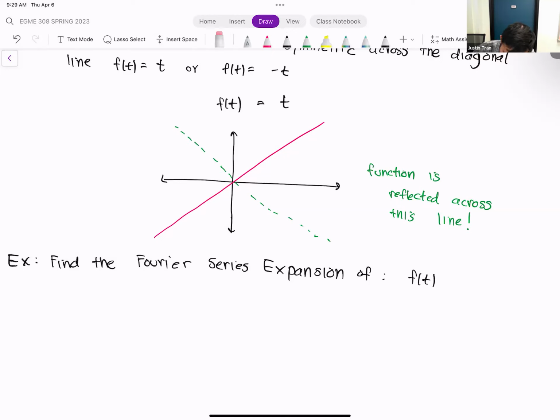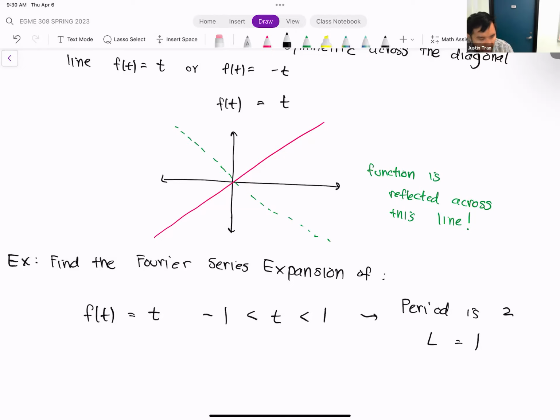That's right. Let me write down f of t, and the period for this function is going to be 2. So we have -1 less than t, which is less than 1. And so this tells us here that our period is 2, and thus our value for L is going to be 1.